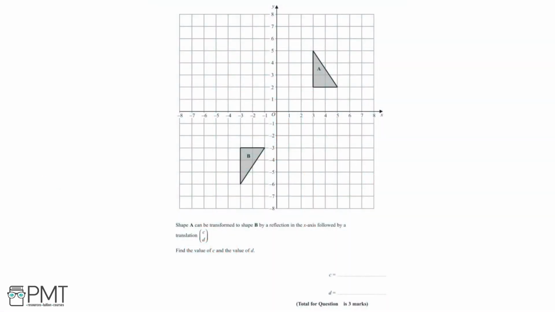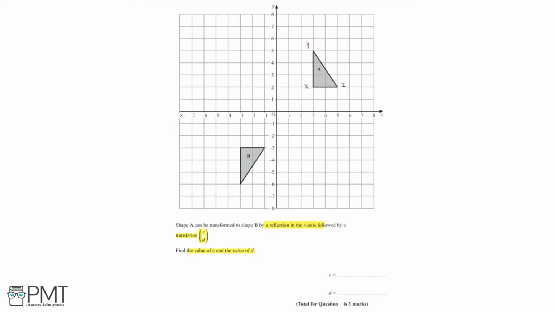In this question, we're told that shape A can be transformed to shape B by a reflection in the x-axis, followed by a translation by the vector CD. We need to find the value of C and the value of D. Well, we're told that this transformation starts with a reflection in the x-axis, so we can start by sketching this on our diagram. Now looking at triangle A, we'll label the 3 points X, Y and Z.